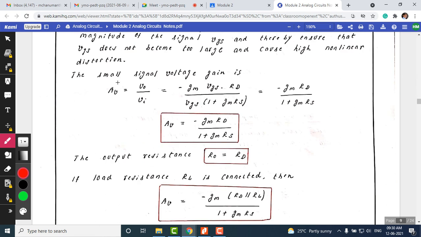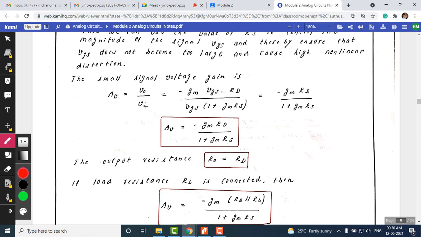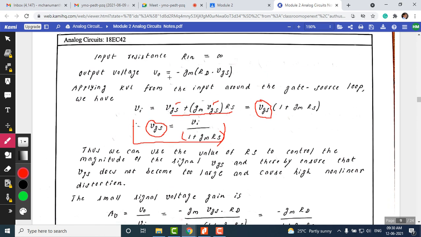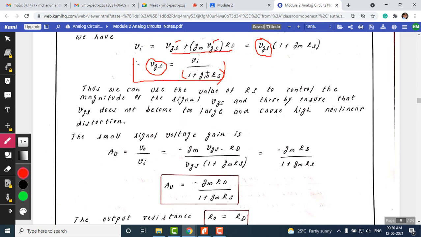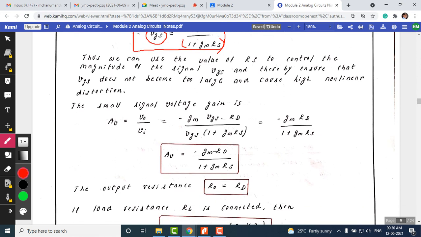Next we will calculate another equation, the small signal voltage gain AV, which is equal to V naught by VI. The V naught equation we have already shown here, so you can write it here. For VI, just cross multiply and you get VGS times 1 plus gm into RS. VGS and VGS cancel, so we are left with minus gm into RD in the numerator and 1 plus gm into RS in the denominator. So AV is minus gm into RD divided by 1 plus gm into RS.